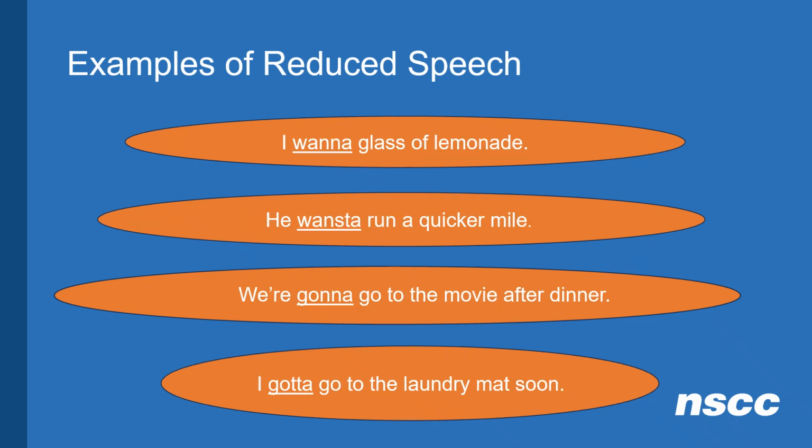Let's listen to some more examples of reduced speech with an example sentence. Want a, wanna. I want a glass of lemonade. Wants to, wansta. He wants to run a quicker mile. Going to, gonna. We're gonna go to the movie after dinner. Got to, gotta. I gotta go to the laundromat soon.